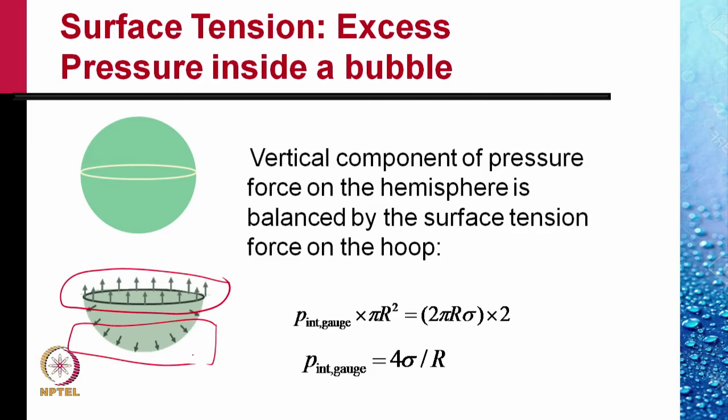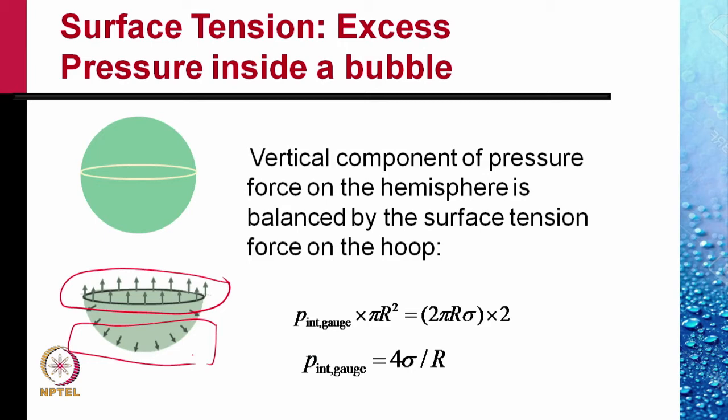And so the equation would be, the internal gauge pressure P, that's above the outside pressure, into pi r square, the area of the equatorial plane, is equal to 2 pi r sigma, which is the force on one side of the hoop, into 2, because there are two sides to the hoop. So the internal pressure is 4 sigma by r.